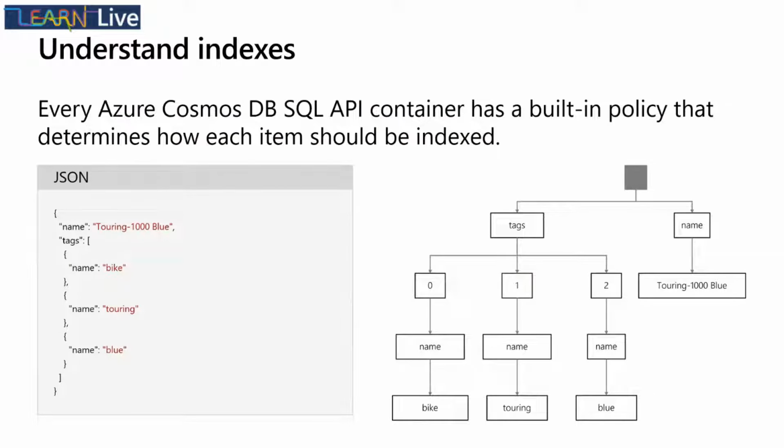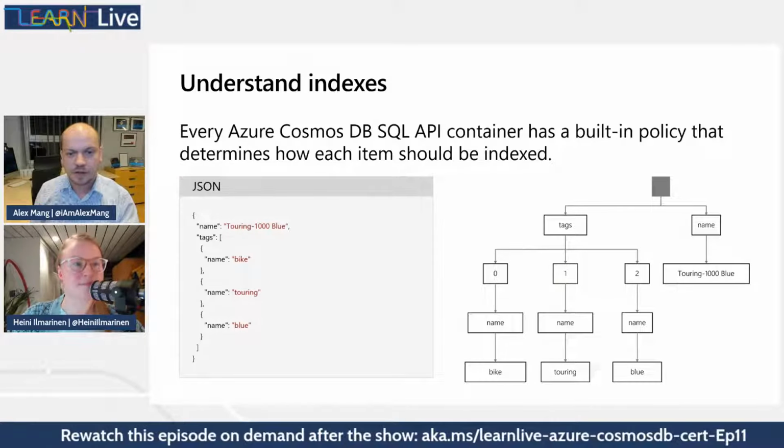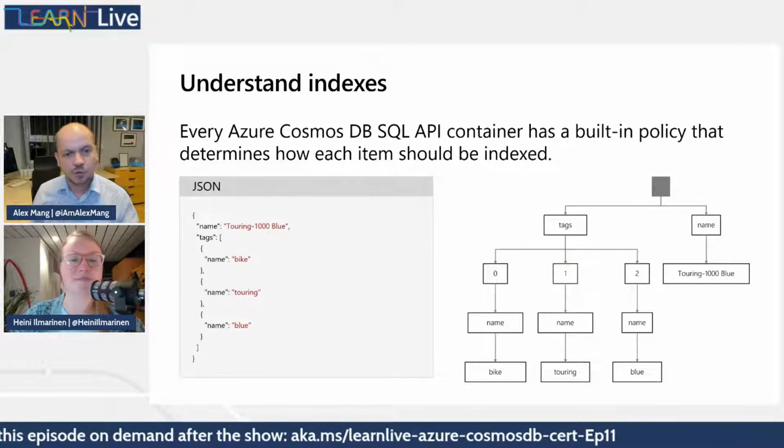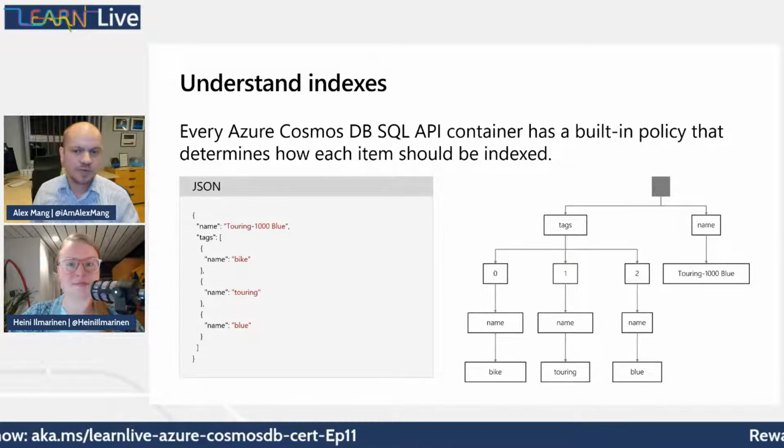every container has this built-in policy, right? What this does is determine for each item that it should be indexed. So by default, the policy dictates that every single create, every single update, every single delete operation on any document should always update the index. And that index should include all the properties on all the items.